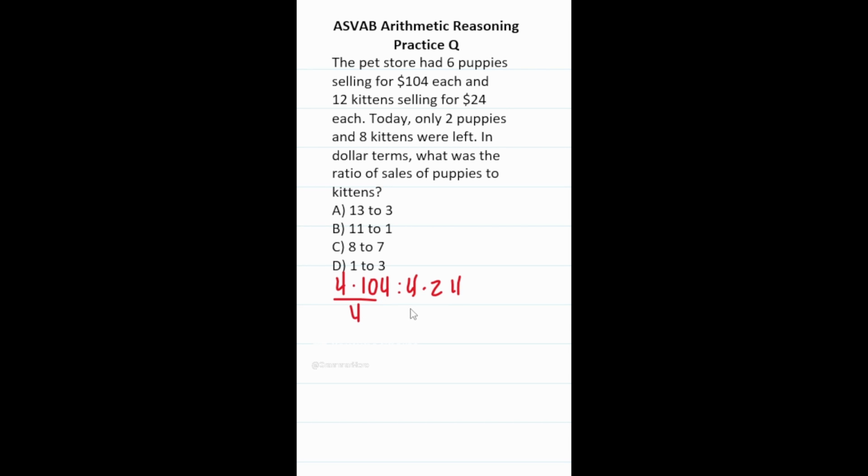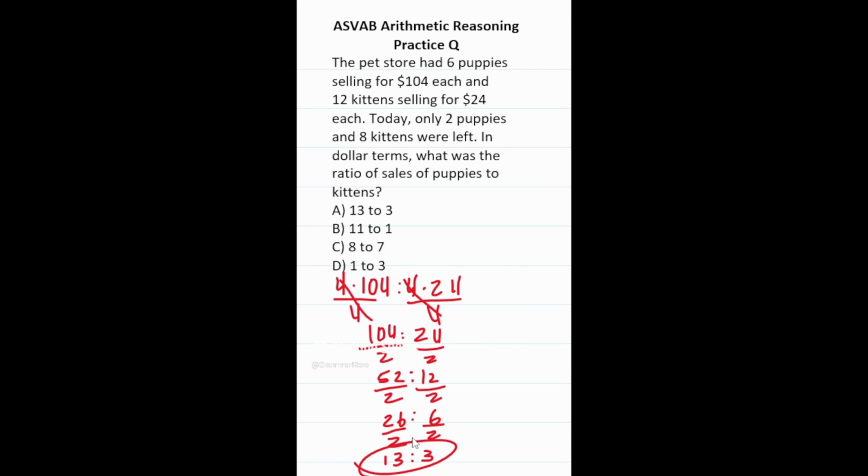First thing I want to do is reduce this by a common factor of 4. This becomes 104 to 24. Reduce this by a common factor of 2 to make it a little bit easier. This becomes 12. This becomes 52. Again, common factor of 2. We can reduce this by a common factor of 2. This is 6. This is going to be 26. Common factor of 2. One more time. This becomes 3. This becomes 13. So the ratio of sales of puppies to kittens is A, 13 to 3.